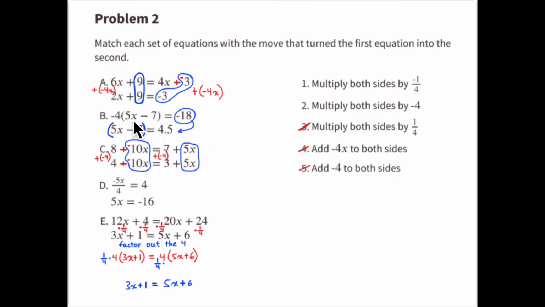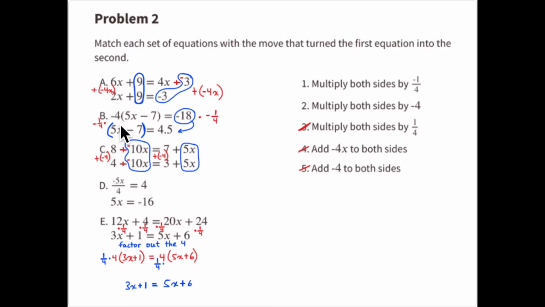In B, the change from the first equation to the second equation, I have 4 groups of 5x minus 7. It's actually the opposite of 4 groups. So it's a negative 4 groups of 5x minus 7, and that's going to go to a single group of 5x minus 7. So this is 1/4 as many groups, and it's the opposite of that. So it's a negative 1/4 of a negative 4. And a negative 1/4 of 18, well, 1/4 of 18 is 4.5. And so a negative 1/4 of a negative 18 is also 4.5. So this is multiplication.